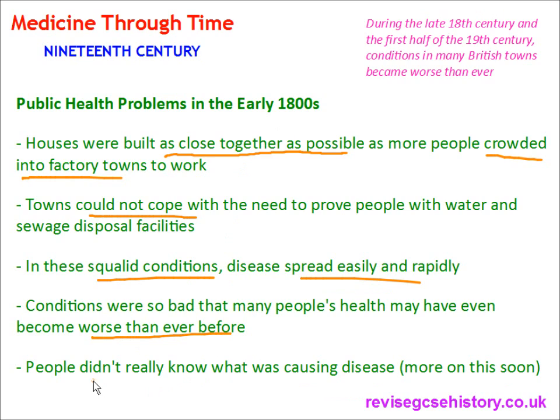So during the late 18th century and the first half of the 19th century, conditions in many British towns became worse than ever. So we're talking like the 1780s to the 1850s, when the Industrial Revolution's going on, basically.